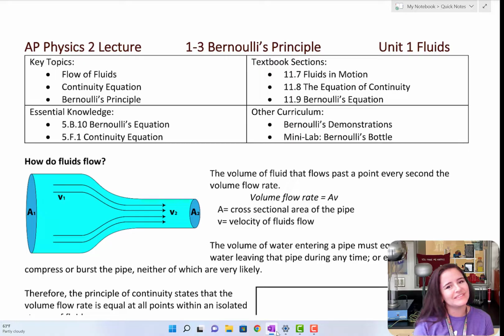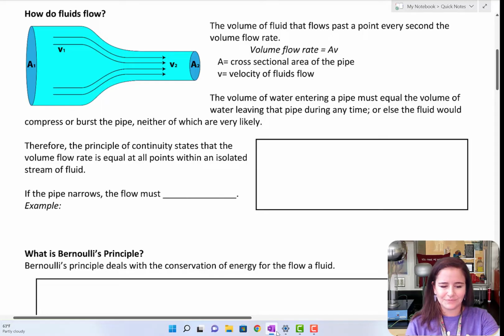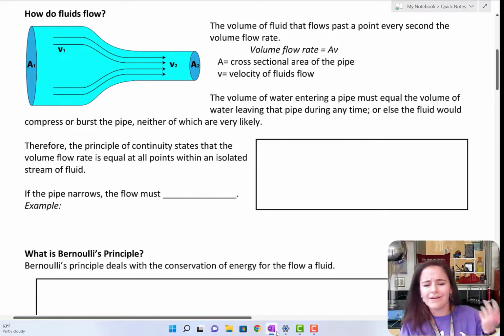We're going to get away from static fluids and be talking about dynamic fluids, how they move, the continuity equation, and Bernoulli's principle. So, how do fluids flow? Okay, well, they flow through the pipe.